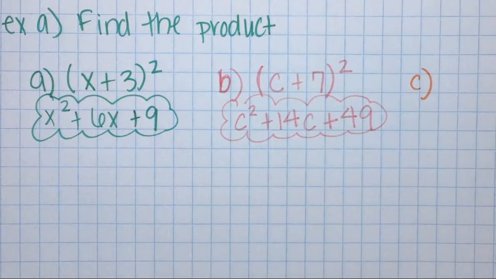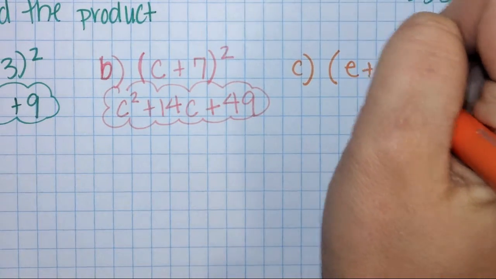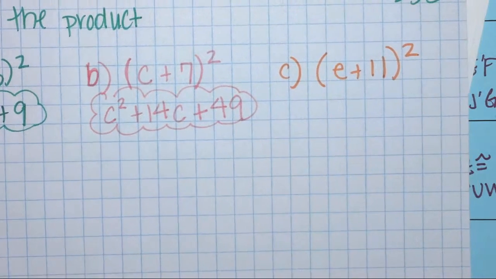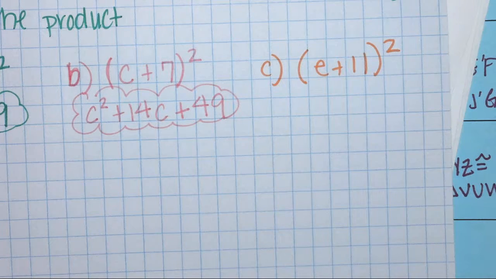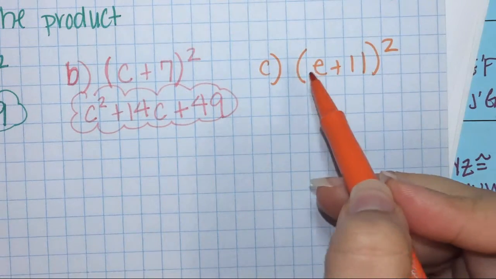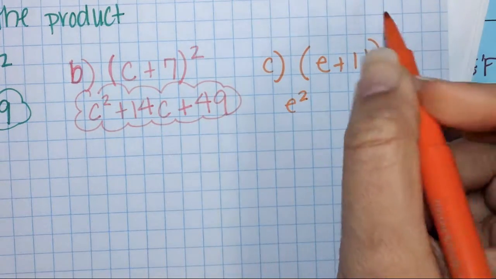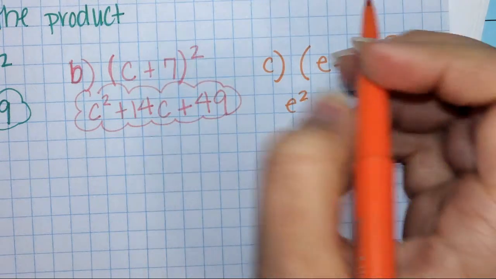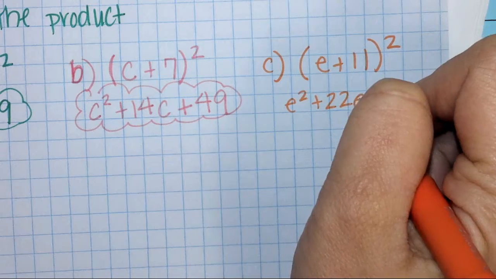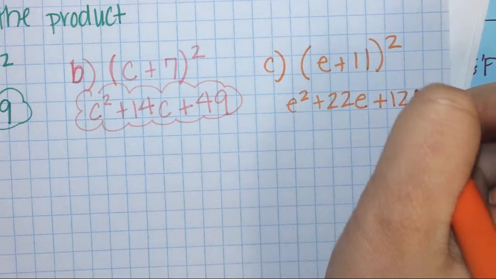We're going to do 2 more together, then you're going to practice without me. So C is e plus 11 quantity squared. All right, the first thing we do is we square e. What's e squared? E squared. Then we do e times 11, which is 11e, and then times 2, which is 22e. And then we square 11, and what's 11 squared? 121.